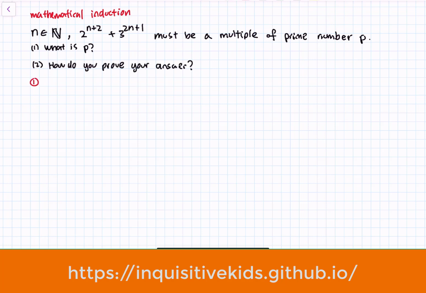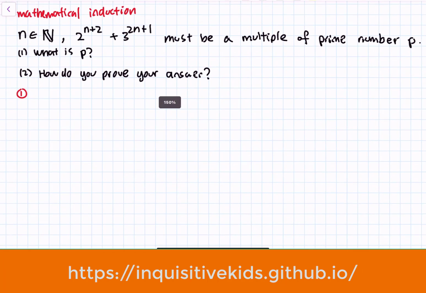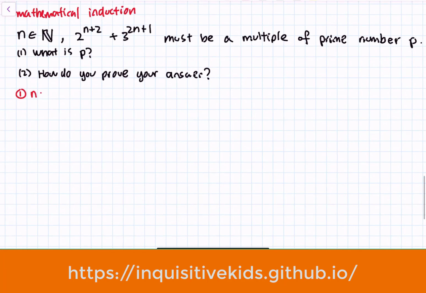Let's see what happens when n is equal to 1. When n is equal to 1, we have 2 to the third power plus 3 to the third power, which gives us 8 plus 27, which is the same thing as 35. Okay, so 35 is the product of 2 prime numbers, 5 times 7. So this prime number p could either be 5 or 7.